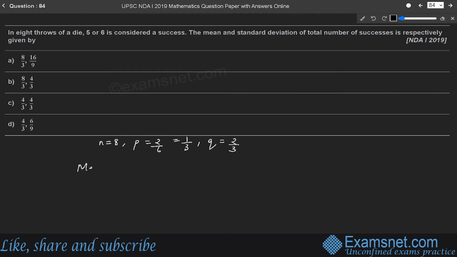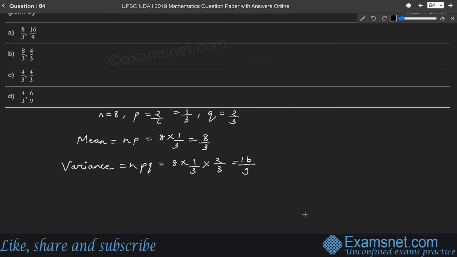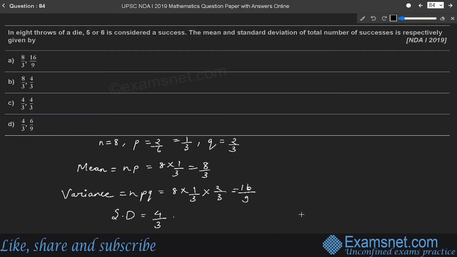We know that mean is equal to n into p. Therefore, 8 into 1 by 3. So, the mean will be 8 by 3. And variance is equal to n into pq, which will be equal to 8 into 1 by 3 into 2 by 3, which gives 16 upon 9. This is the value for variance and this is the value for mean. Now, we have to find the standard deviation. So, standard deviation will be equal to 4 by 3. So, the correct option for this question is option number B, 8 by 3, 4 by 3.